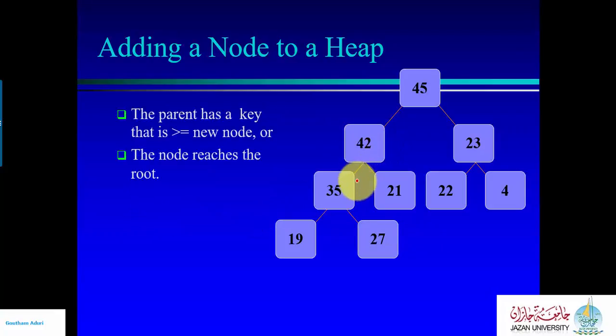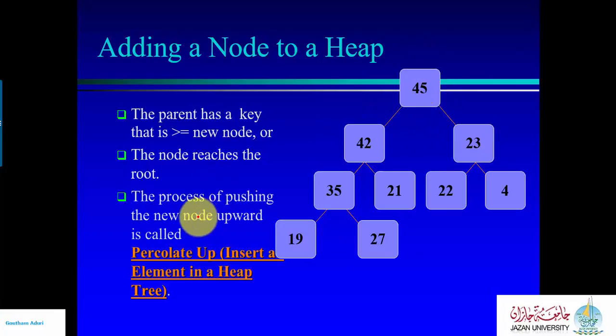So then the parent has a key that is greater than or equal to the node, or the node reaches the root. That's what the node should do, it should reach the root. Always it should satisfy the heap order property. The process of pushing the new node upward is called percolate up, and this is also called inserting a new element in a heap tree. If you want to insert elements, it's called percolate up.